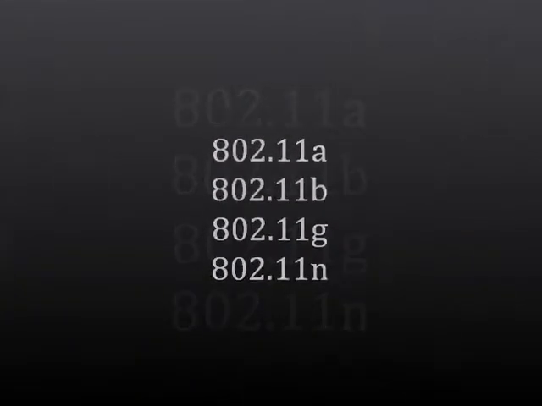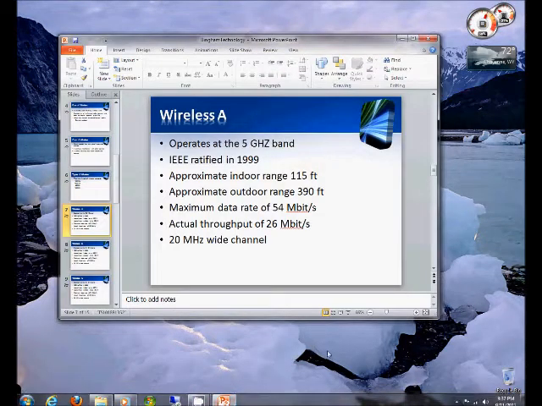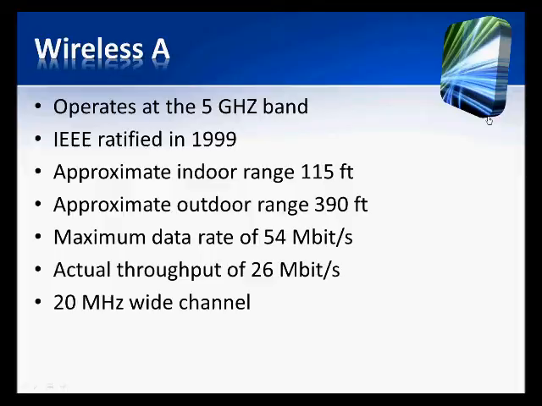Now there's four types of wireless technology that we're going to discuss today. The first one is 802.11a. Then we're going to discuss 802.11b. Then 802.11g. And lastly, the newest technology, 802.11n. Now let's take a look at these technologies a little more in depth.